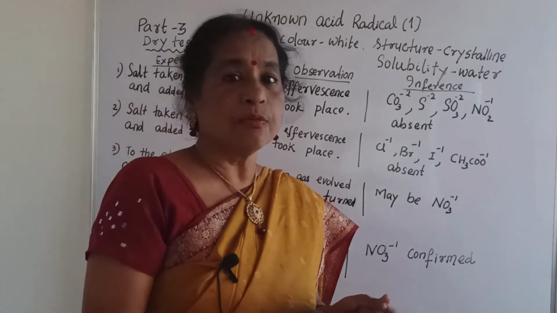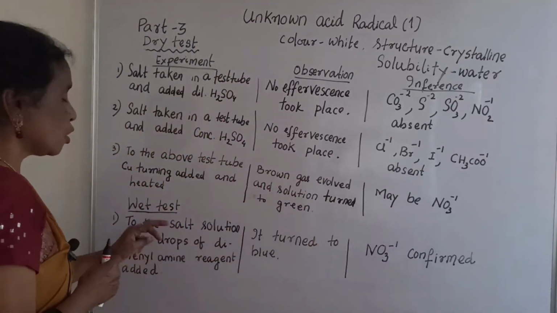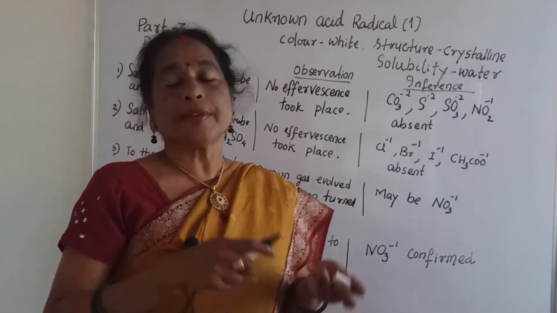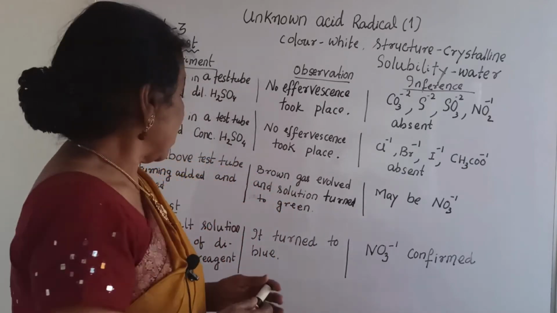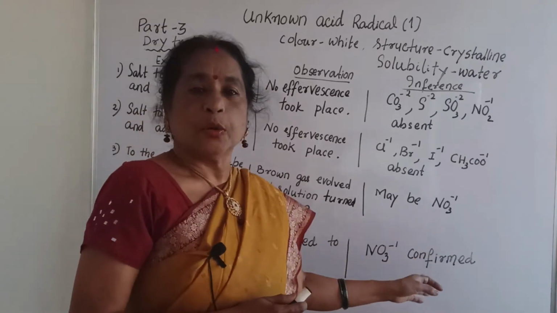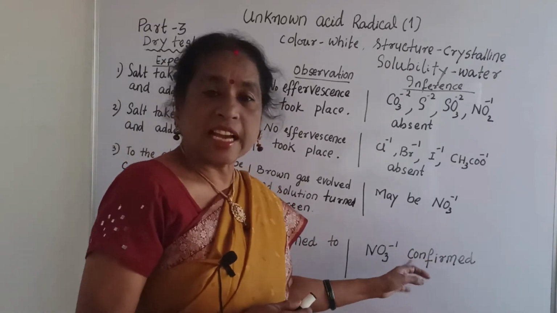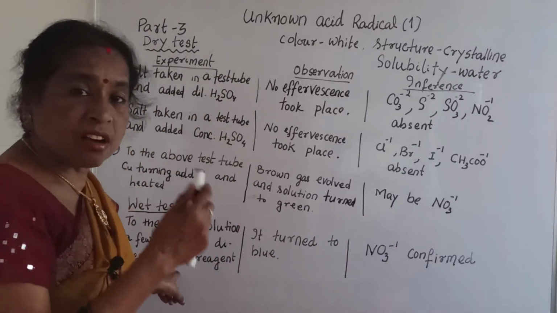And what is the confirm test of nitrate? There are two tests. One is, to the salt solution, a few drops of diphenylamine reagent is added. Then what happened? It turned blue. That means NO3 minus, that is nitrate, is confirmed. It is one test. It is one confirm test.